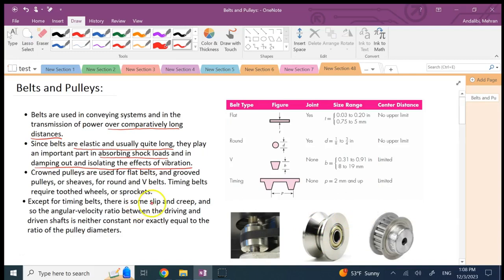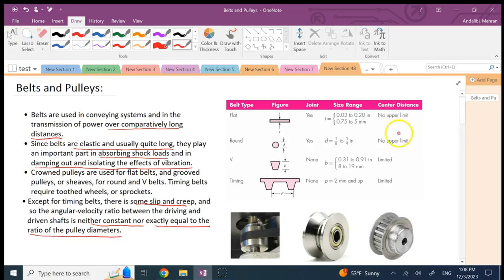But as I said, the disadvantage is slip and creep. For two gears, you know that the ratio of the angular velocities, which we call the speed ratio, is inversely proportional to the ratio of their diameters. For two pulleys, it's approximately equal to that ratio of diameters, okay? So it's not perfectly constant and not exactly equal to the inverse ratio of the diameters. There will be some slip between the pulley and the belt.